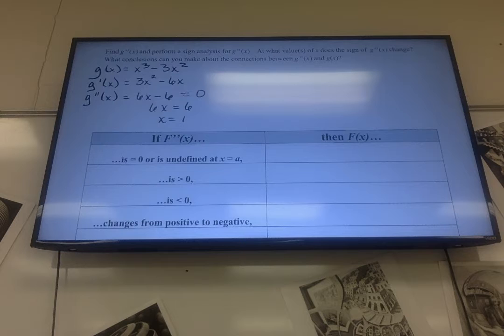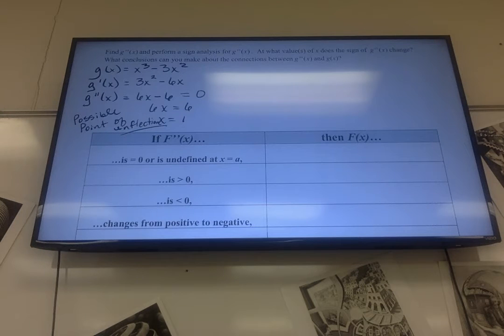This is what's called a possible point of inflection, PPOI. What does it mean by possible? It means it might be a point of inflection. And if it's not, then you have to check your signs and see if it's changing.